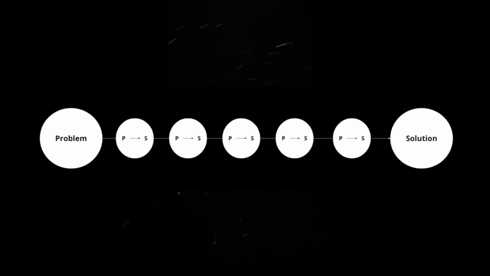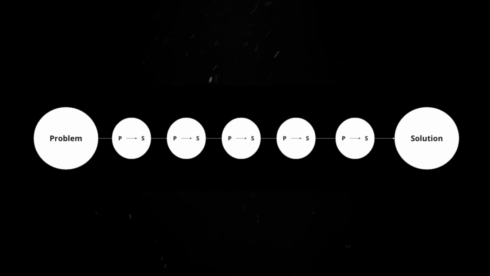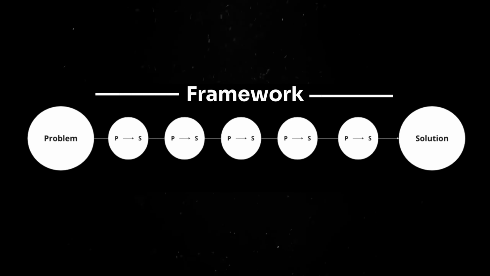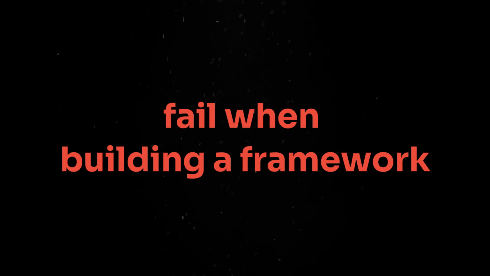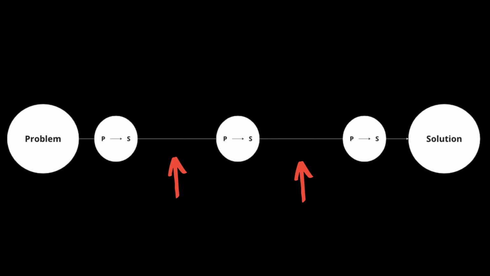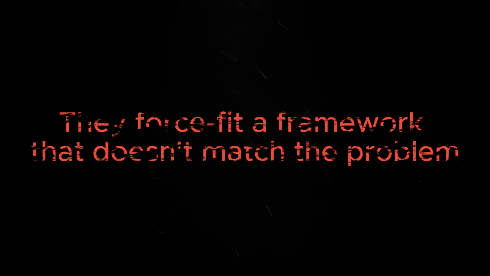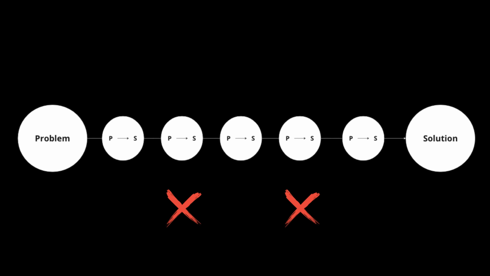As mentioned earlier, you need to identify all the mini problems that must be addressed to solve the main problem. And 90% of candidates fail their case interviews when building a framework. They miss important mini problems, or they force fit a framework that doesn't match the problem. So, how do high-performing candidates avoid making these mistakes?